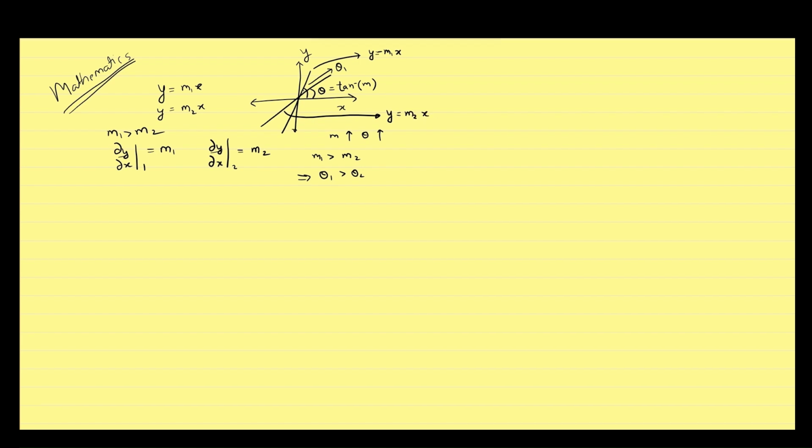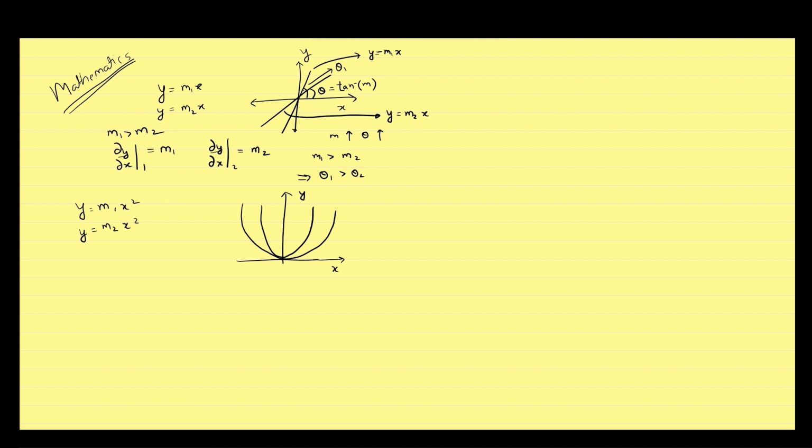Similarly, we will now examine two different equations, which are y is equal to m1x square and y is equal to m2x square. You know that both these equations represent a parabola with vertex at the origin.